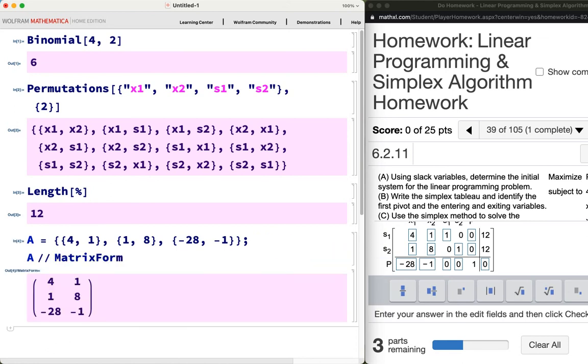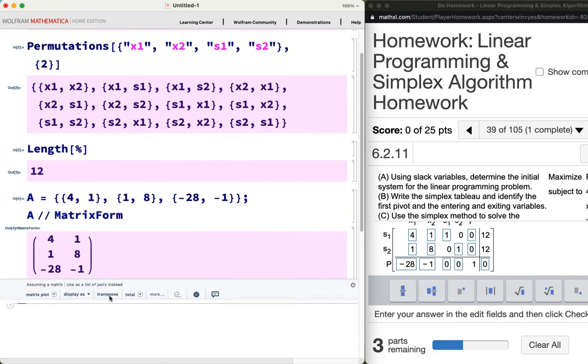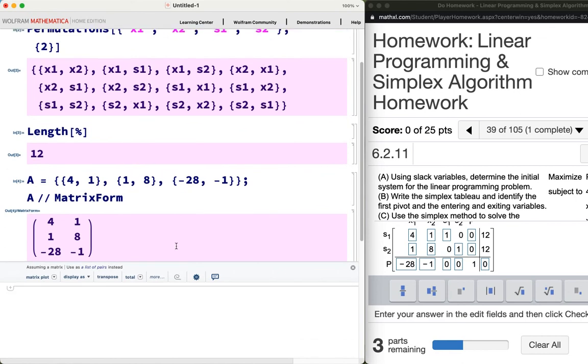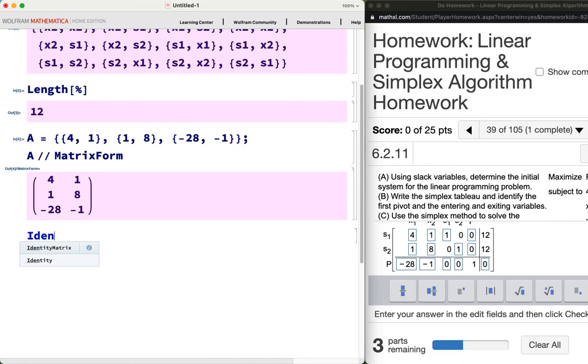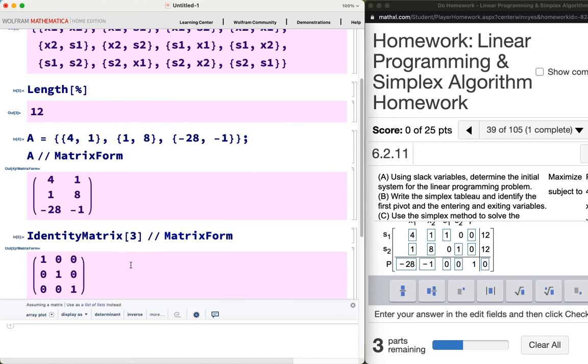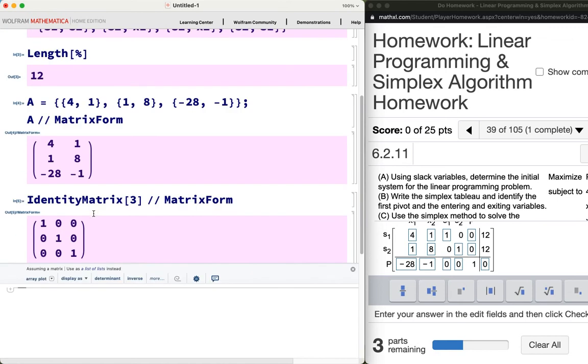matrix form. Okay, so what does the 3 by 3 identity matrix look like? Well, if you did the chapter 4 homework, you should know that. The identity matrix with 3 rows and 3 columns is going to look like this. And that's what I'm going to have to choose because I have 3 rows in matrix A.